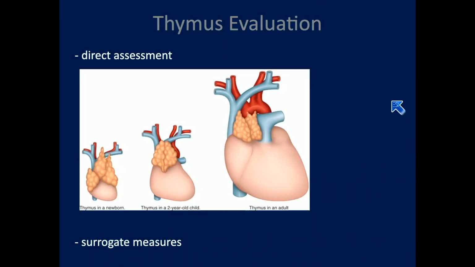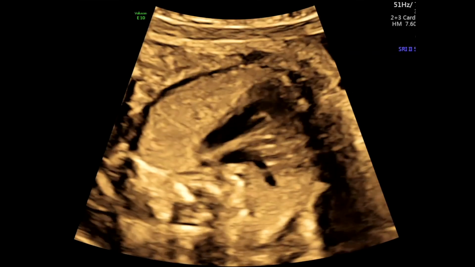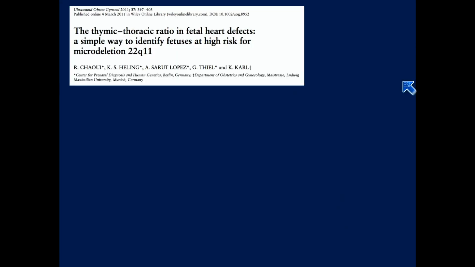Thymus evaluation, again, I will whip through. In the third trimester, this is fairly easy to see directly because it's a little bit hypoechoic in front of the 3-vessel view. The dilemma comes more into the second trimester when that thymic mass is not really easily visible. And what you're looking for is surrogate markers to show you that there's a mass of thymus there.